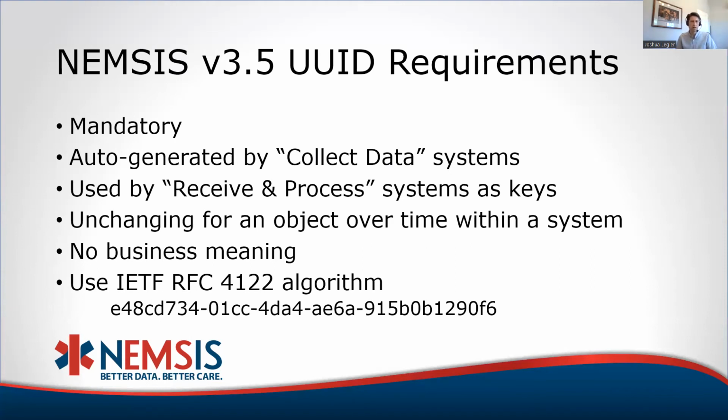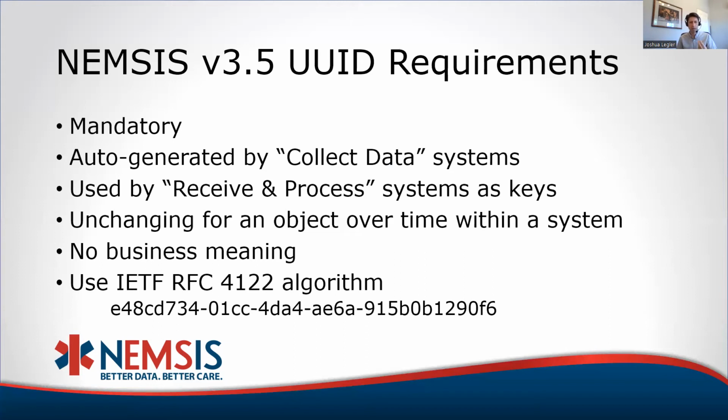The UUIDs are auto-generated by collect data systems. They're not generated by state systems, the exception being that if you're using your state system as a collect data system, so you have agencies that are directly doing data entry on it, then it's operating as a collect data system and it's going to be generating UUIDs. The UUIDs are generated where the initial record is created in that agency level system. And then that UUID gets used through the chain at the state level and at the national level as data gets pushed up.